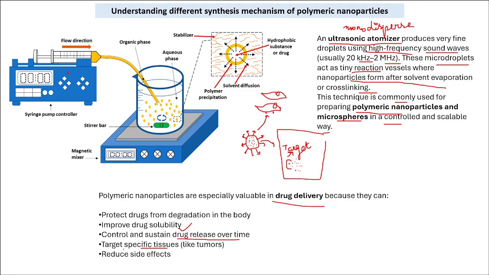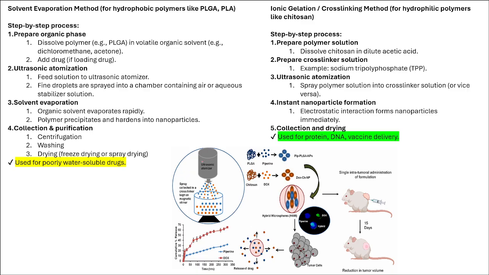Now, in this case, there is target specificity. We are synthesizing nanoparticles that target a specific location, and once it has reached this specific location and bound here, it will release the drug and kill the cancer cells. More often, it has reduced side effects, obviously because it's not immediately going to the bloodstream. Now, there are different methods for this preparation as well.